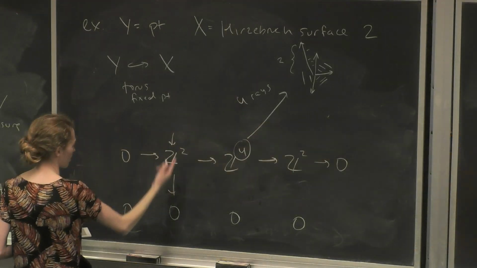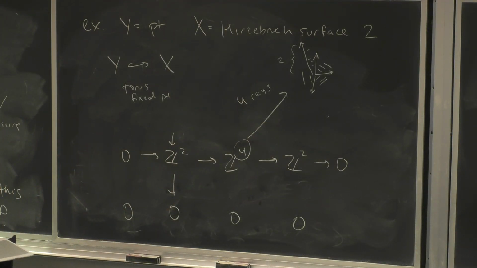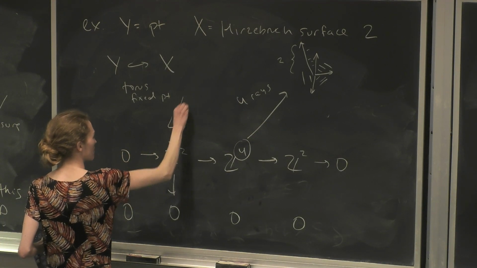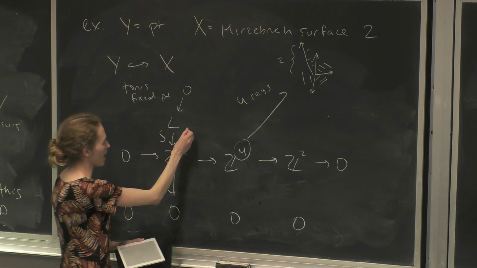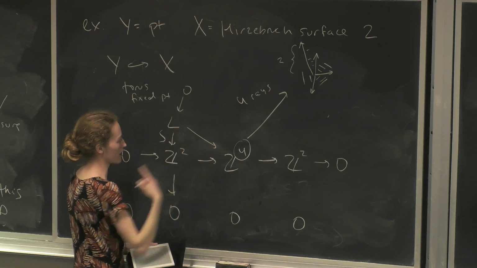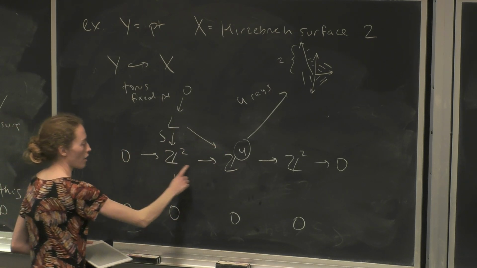So what is the kernel of the map from Z2 to 0? Well, it's just another Z2, and that's going to be our L. So this is an isomorphism. And then we're going to be interested in the embedding of L in Z4. And so we're going to care what this map is here.